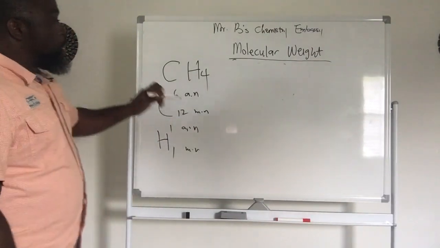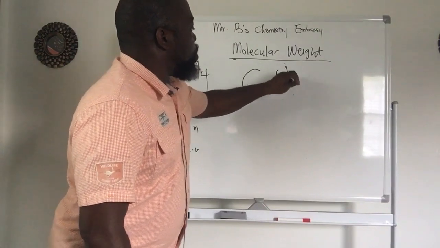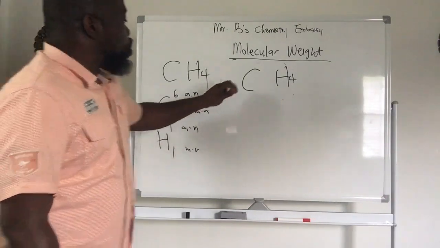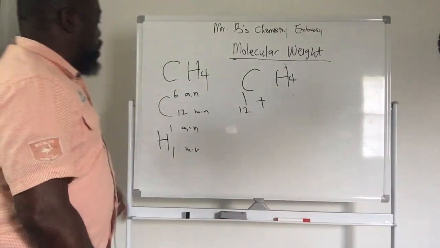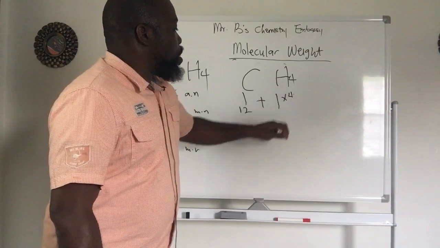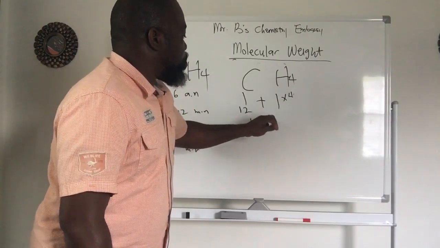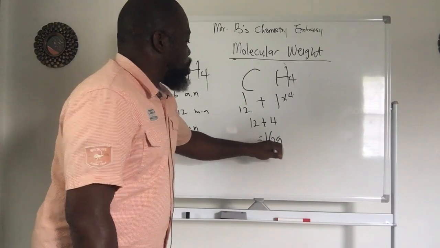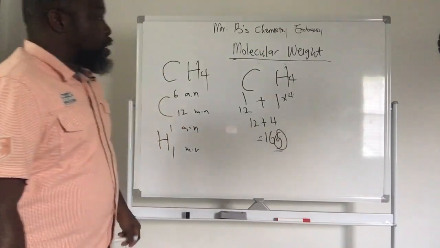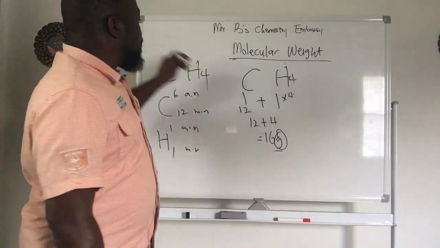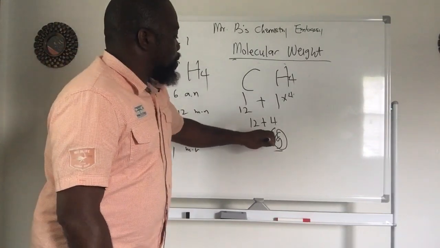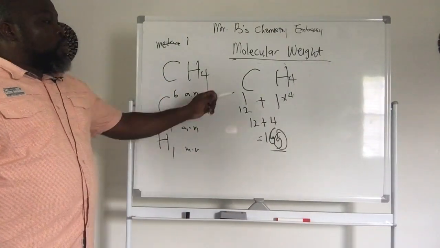So how do you calculate this? For CH4, remember we always use our mass number. So it's 12 plus the mass number of hydrogen, which is 1. But remember we have 4 hydrogen, so you're going to multiply by 4. So that's going to be 12 plus 4, and it's going to be 16 grams. Always remember your unit. So the molecular weight of your methane gas is going to be 16 grams. So that is how you calculate your molecular weight.